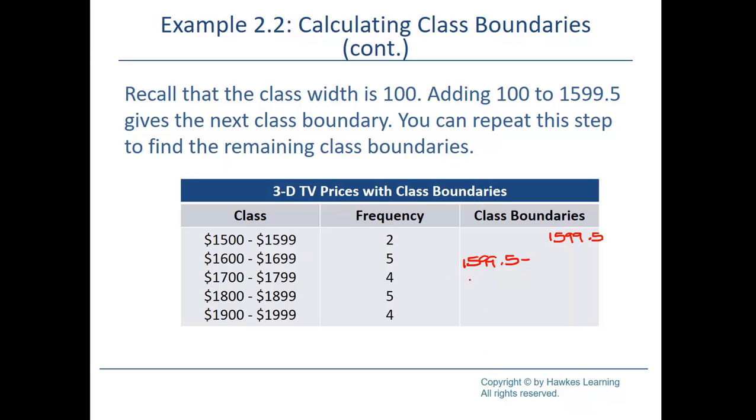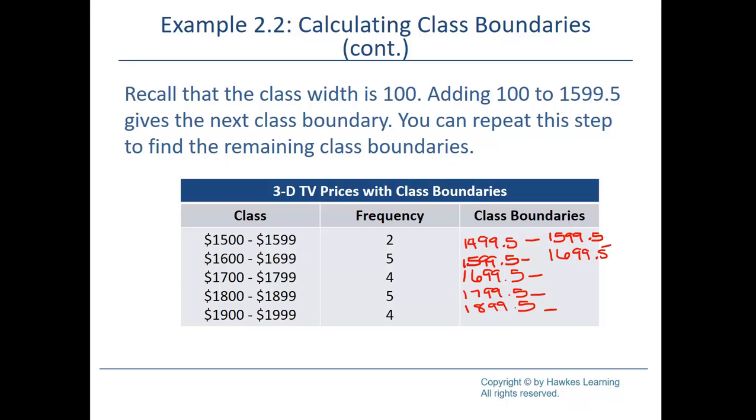different boundaries. So my next one here, this one's going to be 1699.5. This one's going to be 1799.5. And then we get 1899.5. Okay. And then I have to subtract to get this one, which is going to be 1499.5. And the same thing, I'm going to have to get the other side of that boundary there. And so I'm going to get 1699.5.